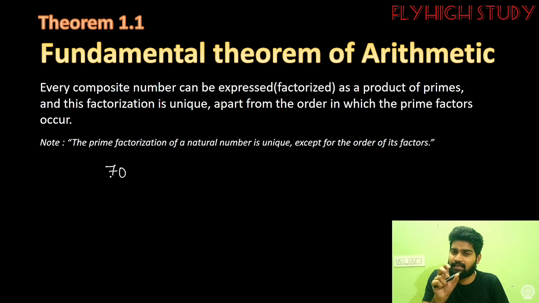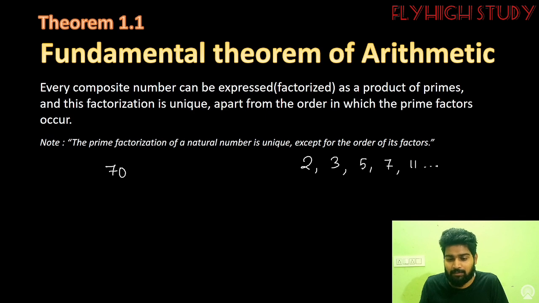Just keep dividing the number by prime numbers. Take 70. What are the prime numbers you know from the start? 2 is a prime number, 3 is a prime number, 5 is a prime number, 7 is a prime number, 11 is a prime number, and it continues like this. For prime factors, you should start dividing the number continuously with only prime numbers. I will show you.